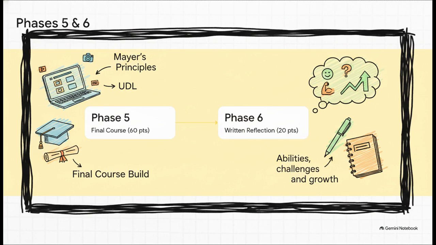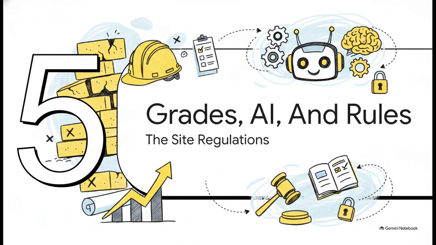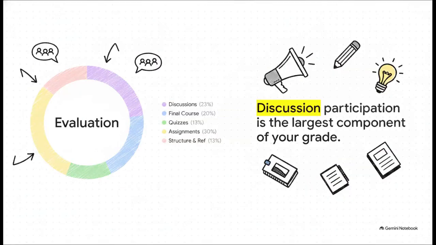You'll independently analyze your own abilities, your challenges, and how much you've grown as an instructional designer. Which brings us to the final piece of the puzzle. Section 5, Grades, AI, and Rules, the site regulations. Okay, every job site has strict regulations to make sure the whole project doesn't just collapse.